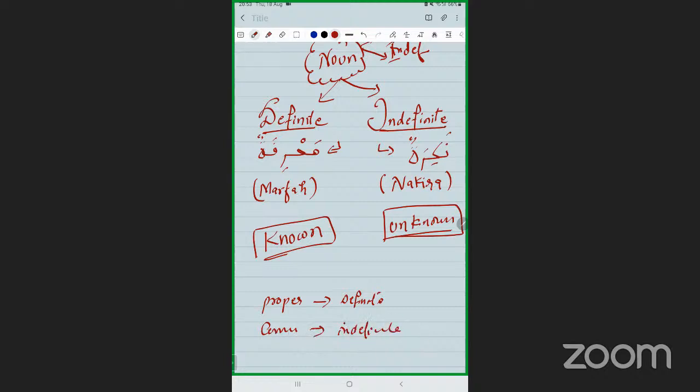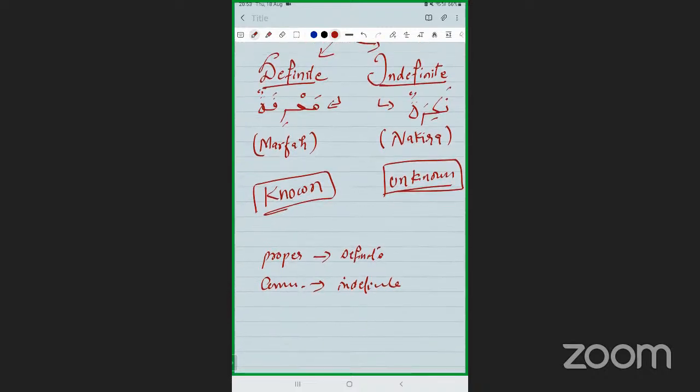Okay, this part you should remember, inshallah, and I will repeat until every person remembers this, inshallah. We will keep repeating this. In English you can identify definite by "the" and indefinite by "a" or "an".